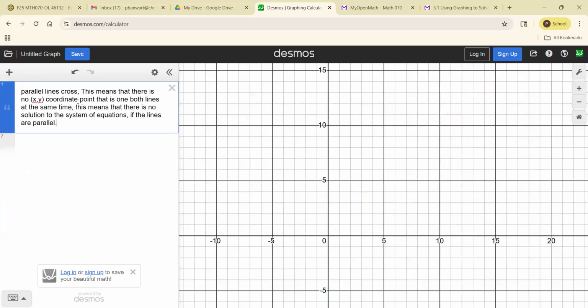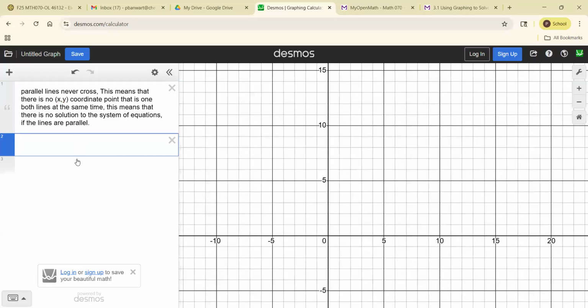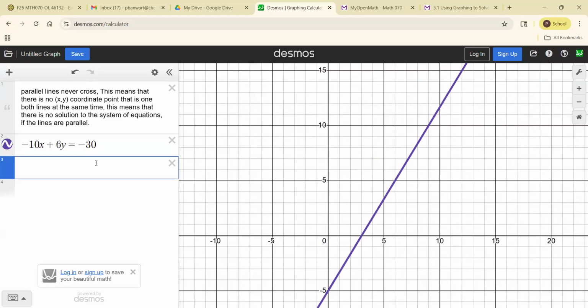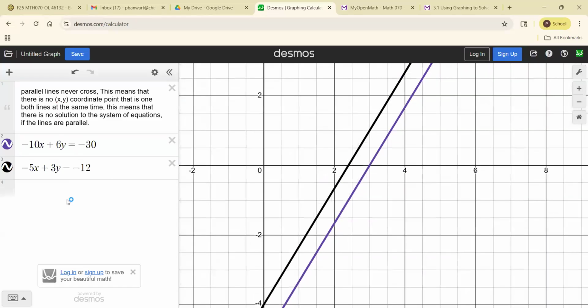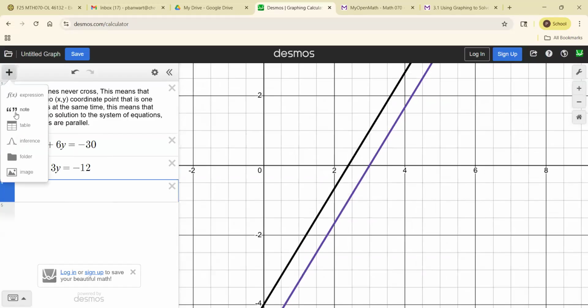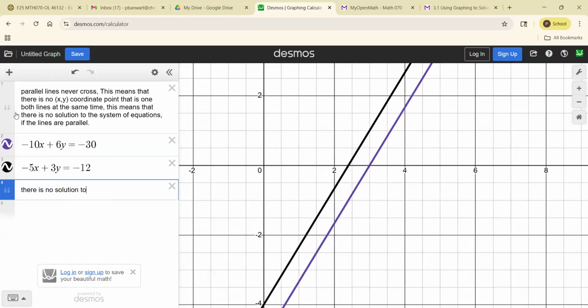But parallel lines never cross. Even if your equation is not obviously a set of two parallel lines, there's my first one, minus 10x plus 6y equals -30. And here's my second one. As soon as you graph them, you'll be able to see that, yes, those lines are parallel, and therefore there is no solution to this system of equations.